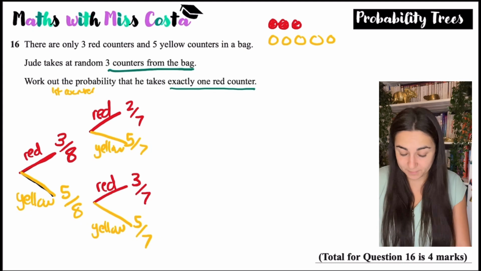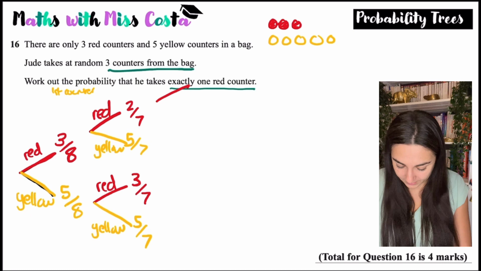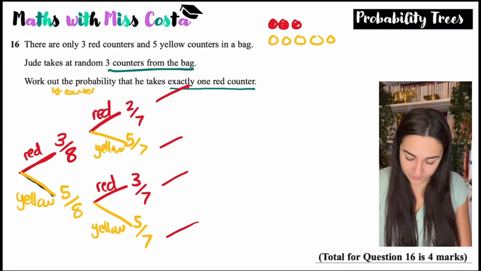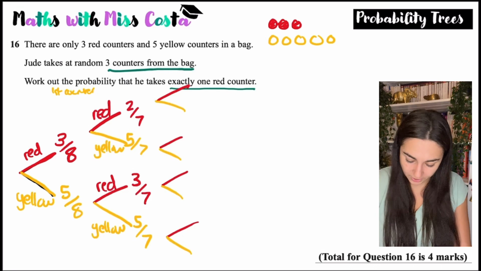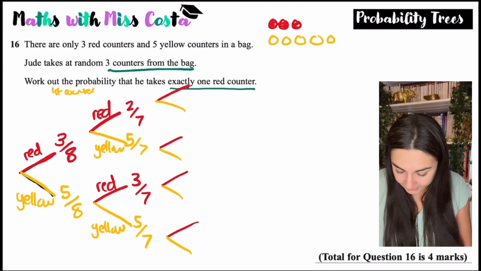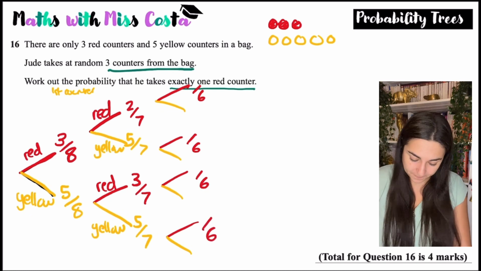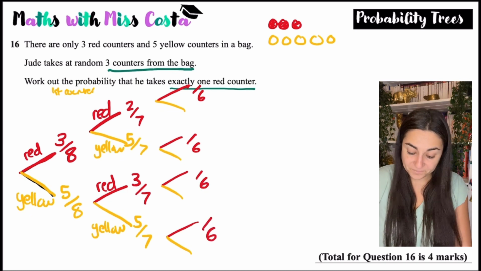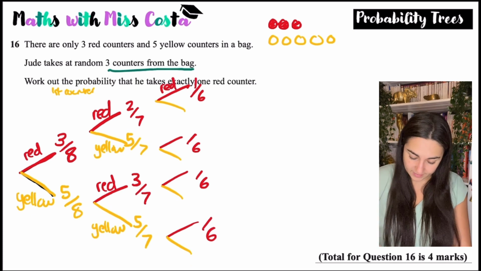And then let's do it again because this is for the third counter. You have a branch for each thing. So if you have taken 2 counters out, then all of your probabilities are going to be out of 6 because there are only 6 counters left. If you've already taken 2 red counters, then there's only going to be 1 red counter left. So the probability of getting a red on the third time would be 1/6.